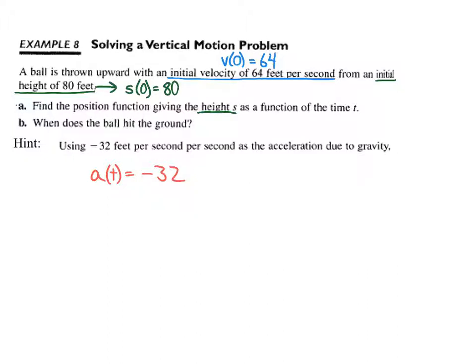All right? Now, think back to what we learned before. How did acceleration relate to velocity? It's the derivative. That's v prime of t. So question, how do we find v of t? We take the antiderivative, or the integral. So this is going to be the integral with respect to t of that acceleration.